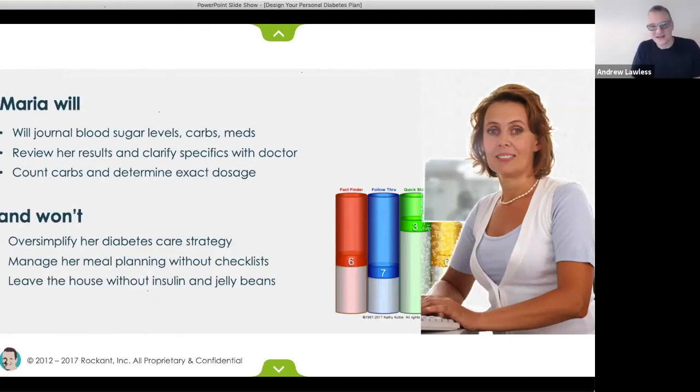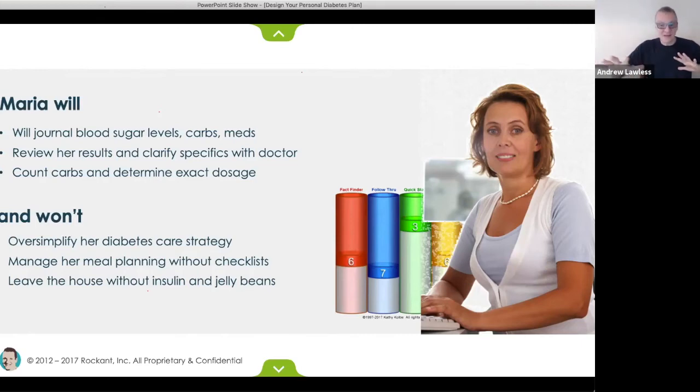On the other hand, on the flip side of the coin, she would not oversimplify her diabetes care strategy. She would not manage her meal planning without a checklist. All right, so Anne does everything with a checklist, and she will not leave the house without insulin or jelly beans. So since Anne doesn't have diabetes, and we go out, she's always the one who asks me, do you have your insulin with you? Do you have your jelly beans with you in case your blood sugar goes low, right? Do you have your other medication with you that you need, right?